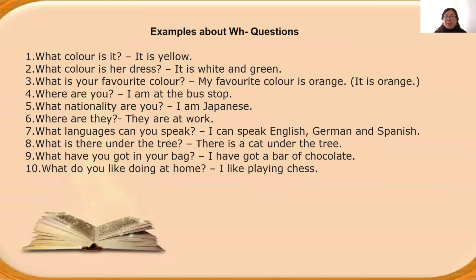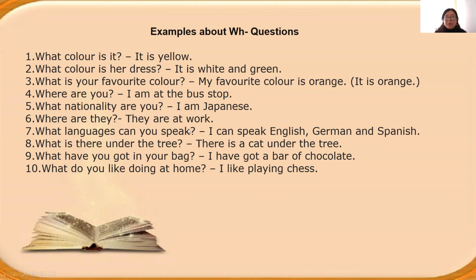Examples about WH questions. What color is it? It is yellow. What color is her dress? It is white and green. What is your favorite color? My favorite color is orange. Where are you? I'm at the bus stop. What nationality are you? I am Japanese. Where are they? They are at home.